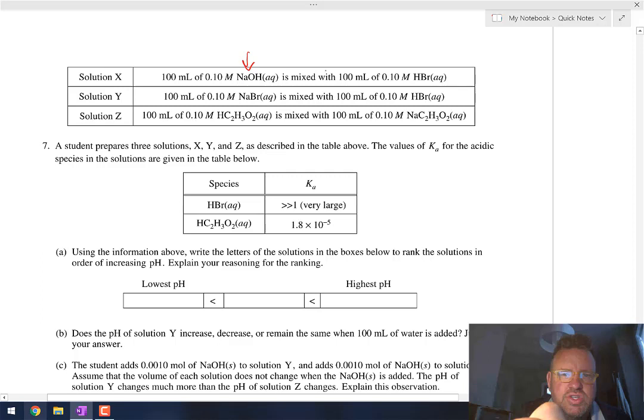So we know that's a strong base. 100 milliliters of 0.10 molar HBr. We know that's a strong acid. We know that the volumes are the same. The concentrations are the same. And so if you put the two of those together, what happens when you put a strong acid and a strong base together? You make water.